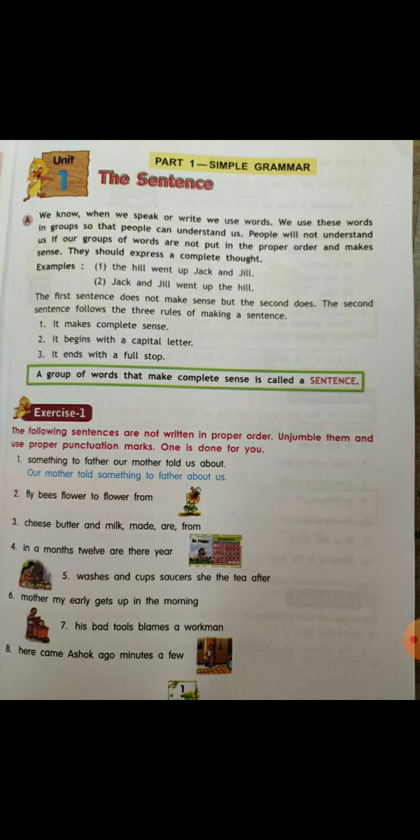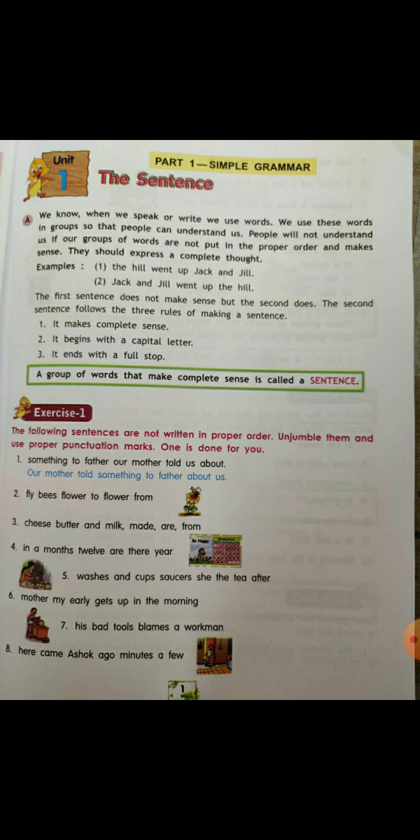Let me give you an example. Here you can see exercise 1. The first one is done for you. Let us go to the second one. Fly bees, flower to flower from. Now these are called jumble words. Does it make any sense? No. But if we arrange these words properly, like bees fly from flower to flower, then it makes sense. Of course, you have to write the first letter capital and end with a full stop.